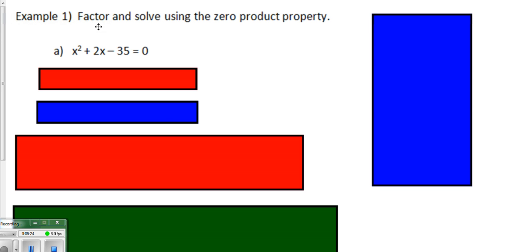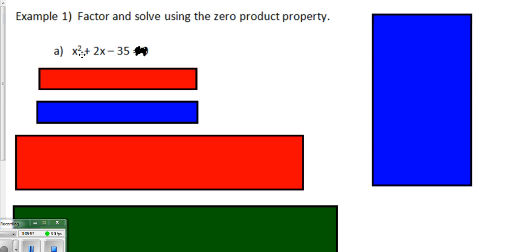So example 1, it'll say factor and solve using the zero product property. So our first step is to take this equation, or this piece of it, this quadratic function, and factor it. So we have x squared plus 2x minus 35 equals 0. Now that equals 0 part isn't very important right now. We can almost just get rid of it. So we're just looking at x squared plus 2x minus 35, and we want to make that factored.